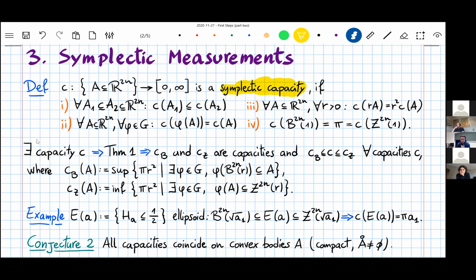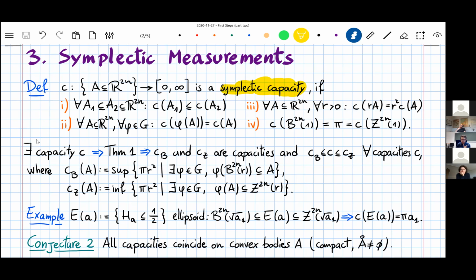So symplectic capacity should assign a measure to every subset of phase space. And what are the intuitive properties it should have? So if I have A1 in A2, then the capacity of A1 should be smaller than the capacity of A2. It should be something which is symplectic, invariant by symplectomorphism. So if I take A and the symplectic image, then the capacity should not change.